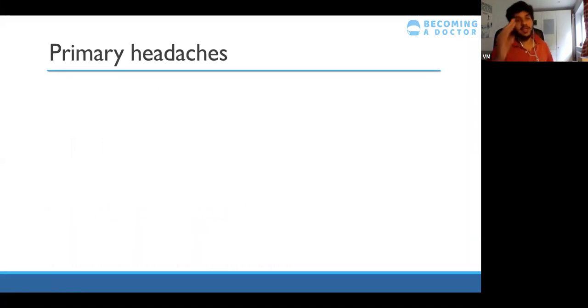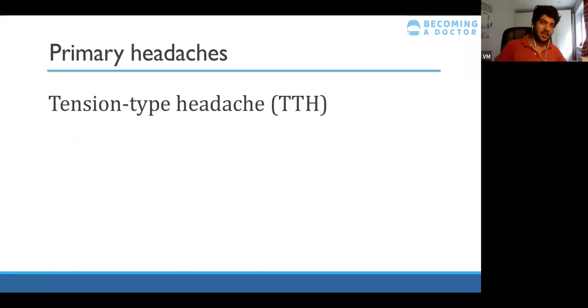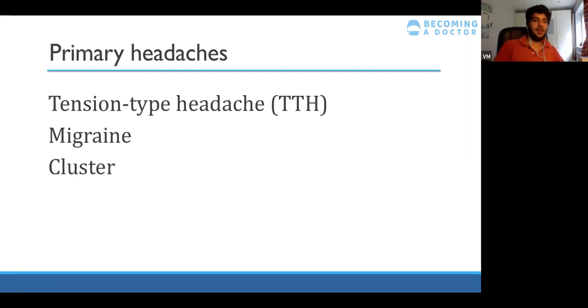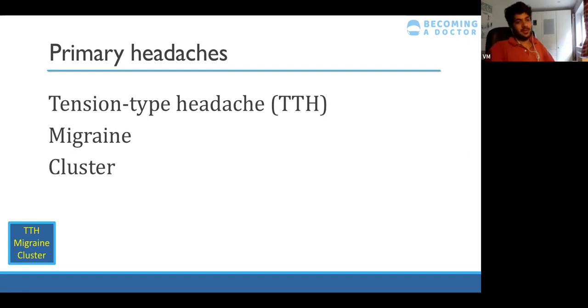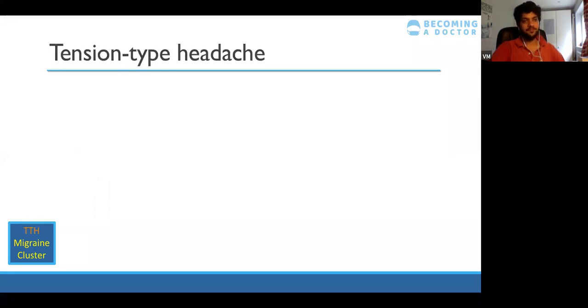So the three types of primary headaches that I'm going to be talking about are tension type headaches, migraines, and cluster headaches. And like we did with secondary headaches, I'm going to keep these conditions in the corner so you have a good overview as to what conditions are coming up next. The main one you need to know about is migraine. So I'd keep an eye on the migraine section of this presentation.